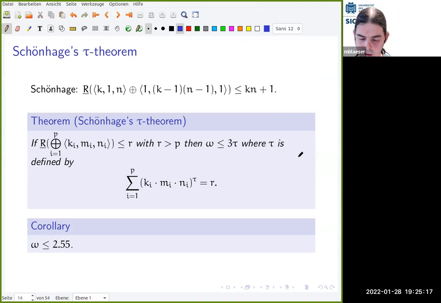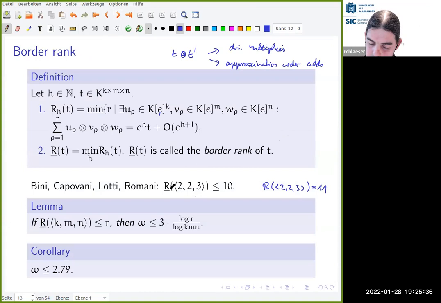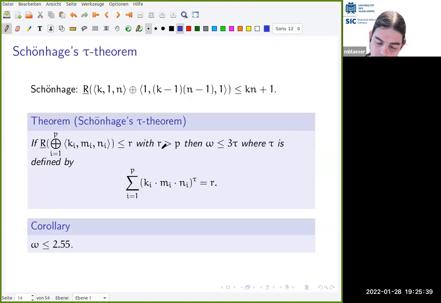Okay, and as I said, we were talking only about starting tensors. The next observation was somehow made by Schönhage, or the next result is by Schönhage, who proved what is now called the tau theorem. And he started not with a matrix multiplication tensor, right? So here we still start with a matrix multiplication tensor, but Schönhage starts with a direct sum of 2 matrix multiplication tensors, right? So we have 1 matrix multiplication tensor here, and we have 1 matrix multiplication tensor there. And he can bound the border rank by k times n plus 1. And that's already very efficient if you think about it.